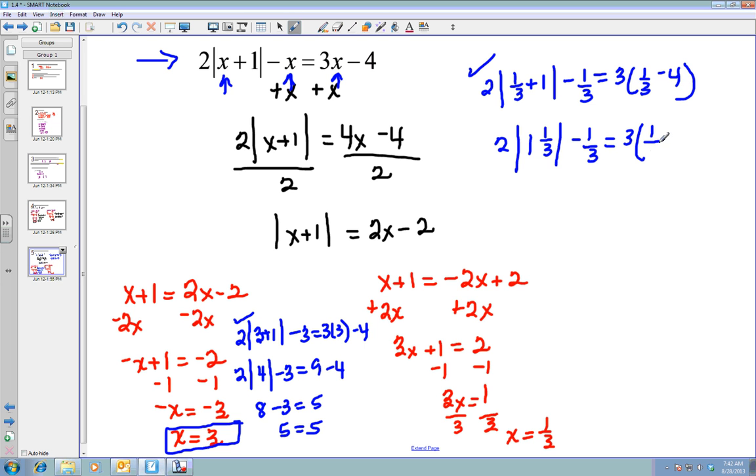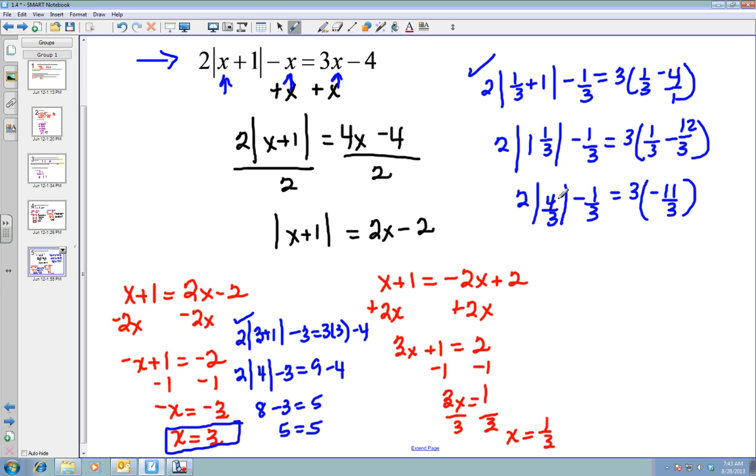you can find a common denominator if we want. So 3 is my common denominator. This is 4 over 1. So 1 times 3 is 3. 4 times 3 is 12. 2 times 1 and 1/3. 1 and 1/3, isn't that the same thing as 4/3? So I'm going to write 2 times 4/3 minus a third equals 3 times 1/3 minus 12/3, negative 11/3.